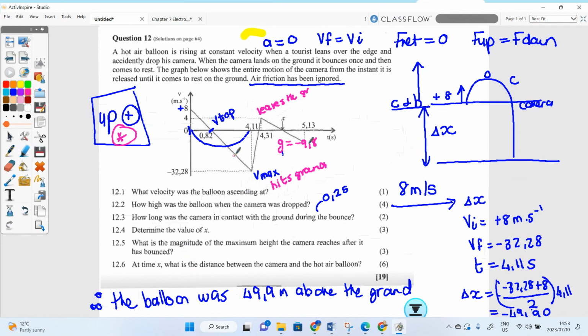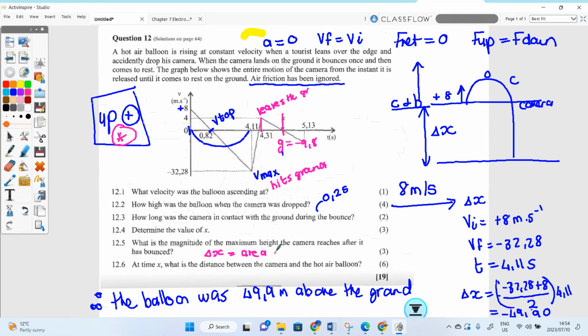So they say after the bounce, so here's where it hits the ground, there is where it leaves the ground. That's the maximum velocity. So which part is the actual second height, second displacement? Okay, it's this bit here, from there to there. But how do we get height from a graph? Area. So you're going to say delta x equals area, because it's going to give you a mark.